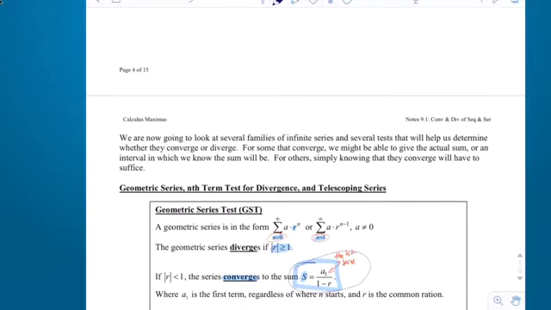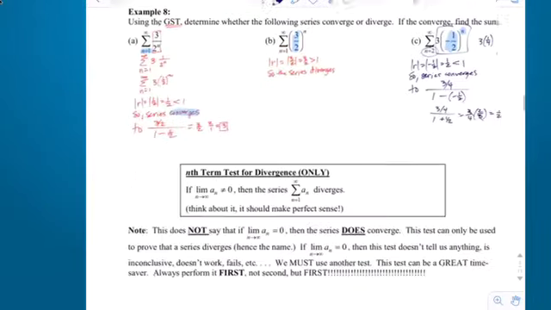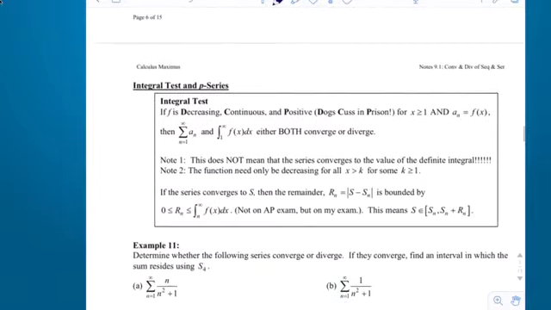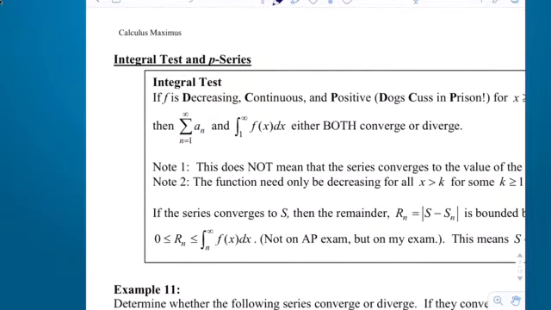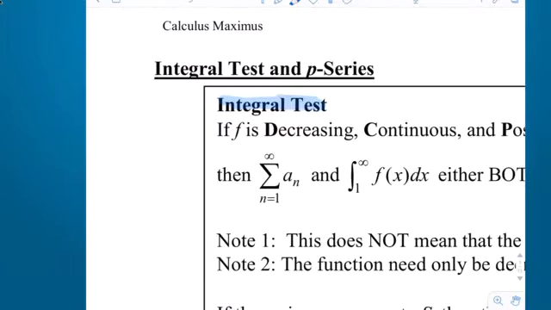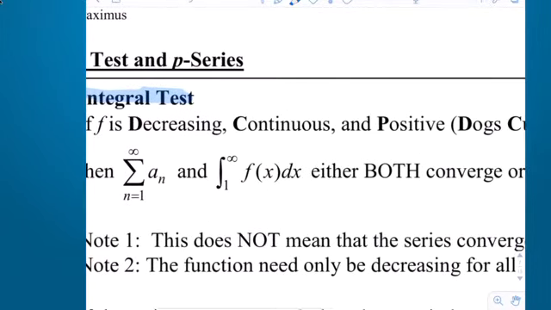We have the geometric series, the nth term test, which we always do first, and now, on the heels of what we just did, we are going to have the integral test and the p-series test. Okay? Let's do the integral test first, since it's listed first. The integral test is a test for convergence for an infinite series. All of these tests are going to be that. There are some qualifying things for the integral test to work, and here they are.